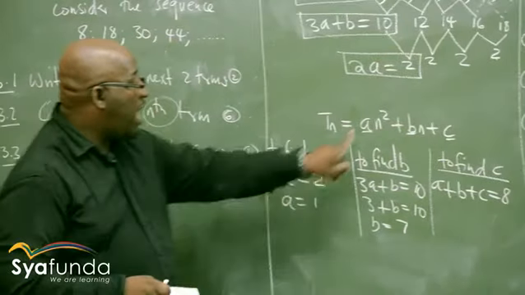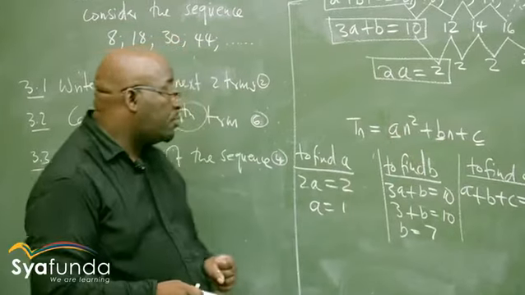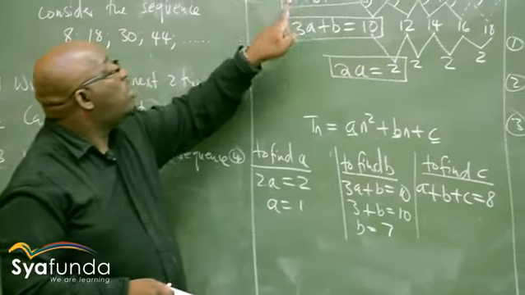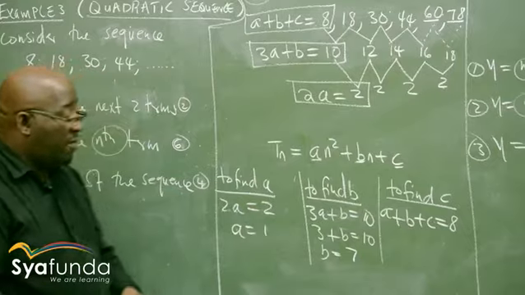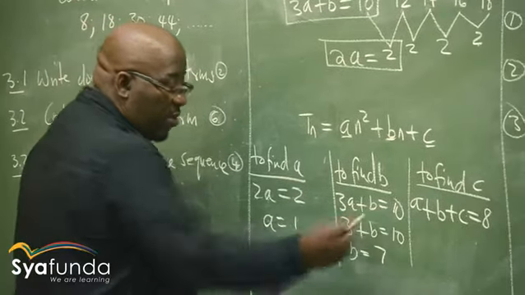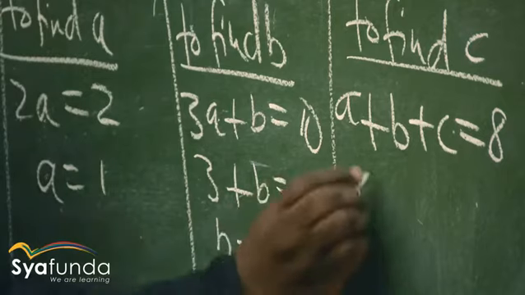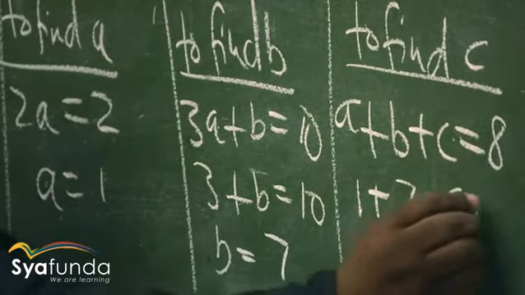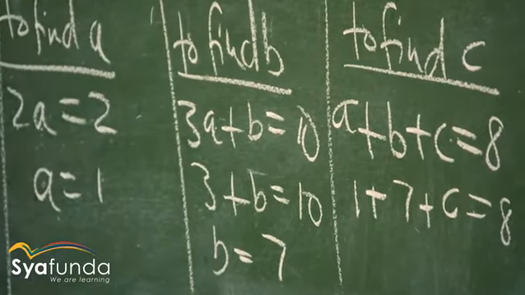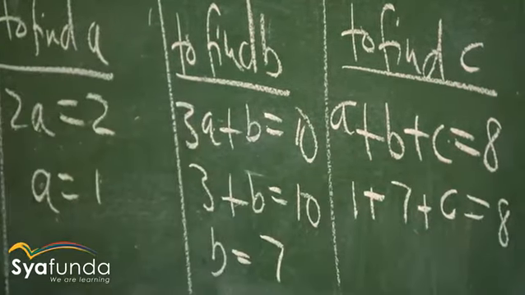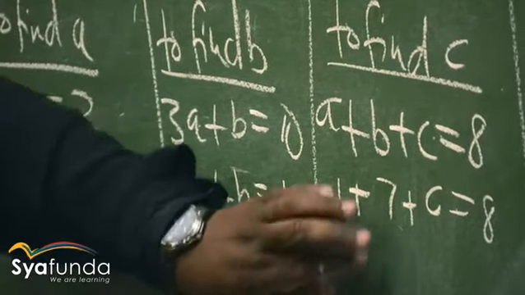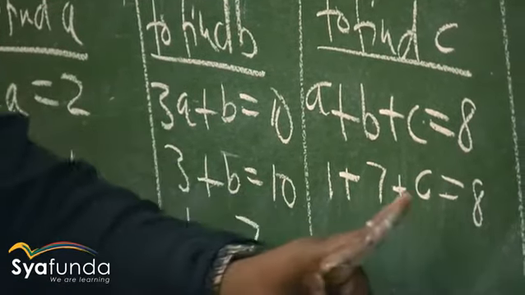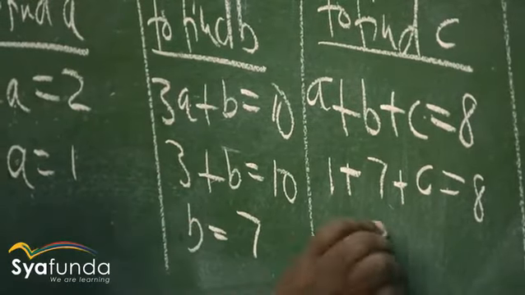So we now have A, and we also have B. Let us find C now. We use A plus B plus C is equal to the first term of our sequence. What is the value of A? We got it as 1, plus the value of B, which we got as 7, plus C is equal to 8. Remember that these are equations. This side must be exactly equal to that side. What is 1 plus 7? 1 plus 7 is 8. 8 plus what will give us 8? 8 plus nothing will give us 8. So the value of C is equal to 0.